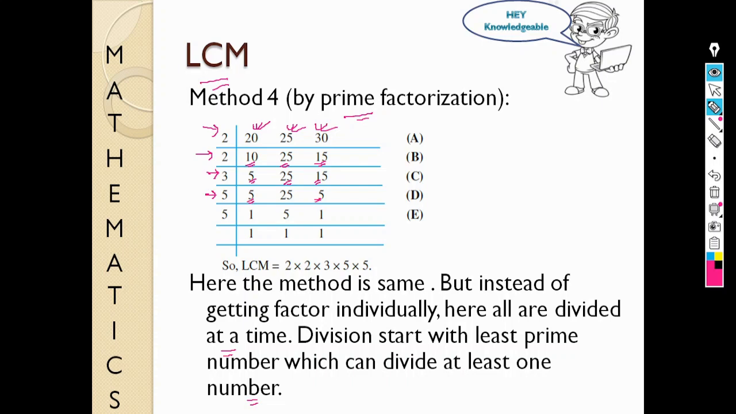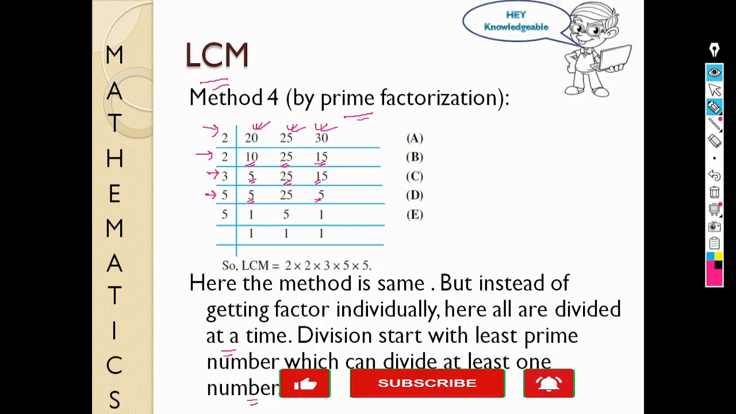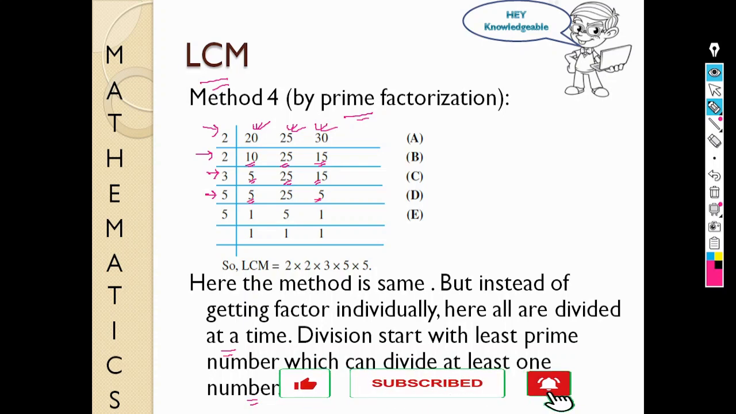Here 5, 25 and 5 can't be divided by 2 or 3. So we'll have to move to the higher prime number, that is 5. 5 will be able to divide all these three numbers. So we'll get 1, 5 and 1. Similarly, we'll again divide by 5 to get 1, 1, 1.